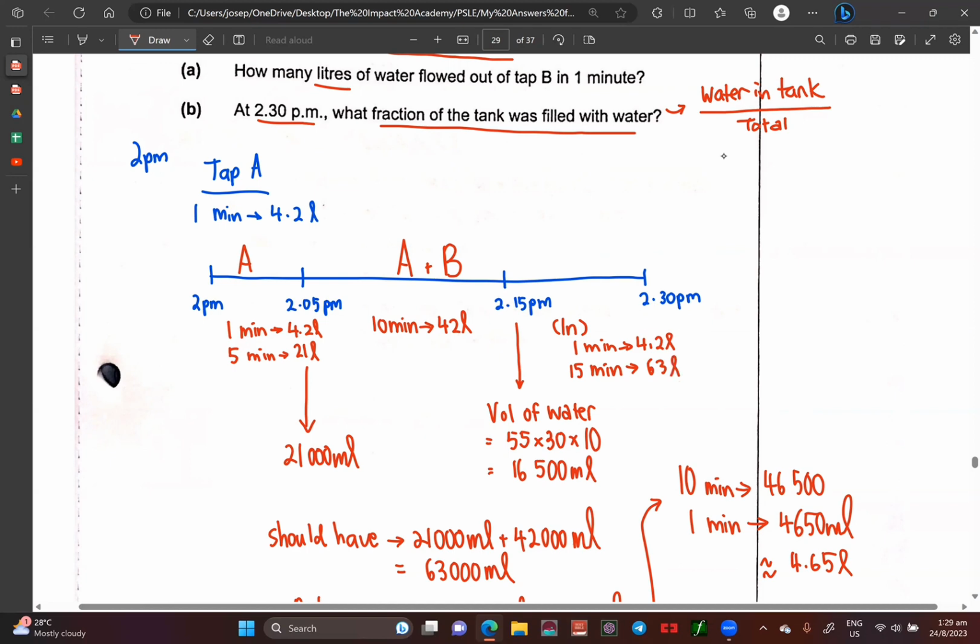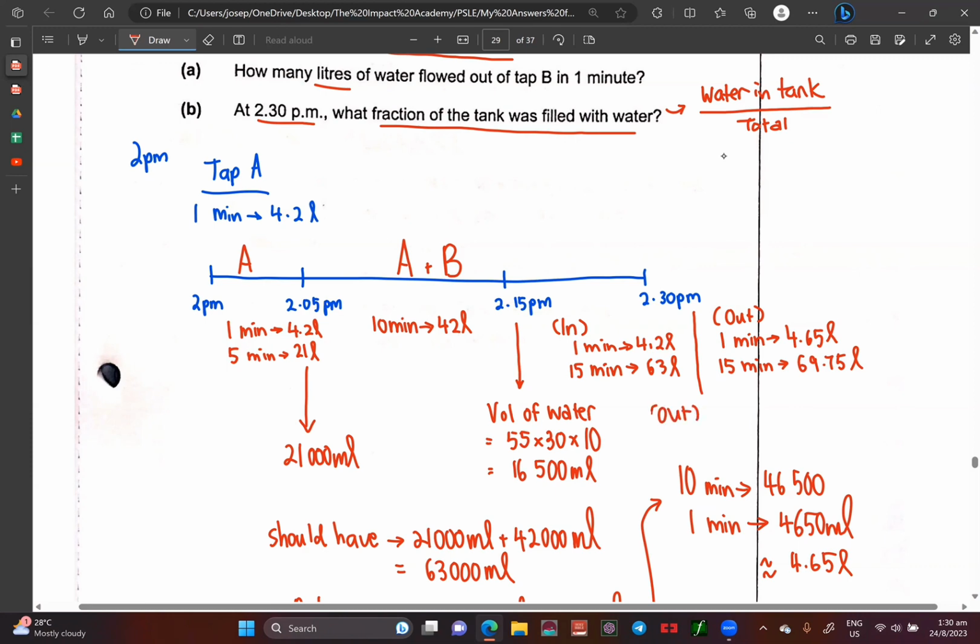Well, for out itself, what happens? Let's write over here for out. Since B takes out 4.65 liters of water every minute, the amount of water B will take out in 15 minutes will be 4.65 times 15, and that is basically 69.75 liters. So you can see that the water in is actually lesser than the water out.